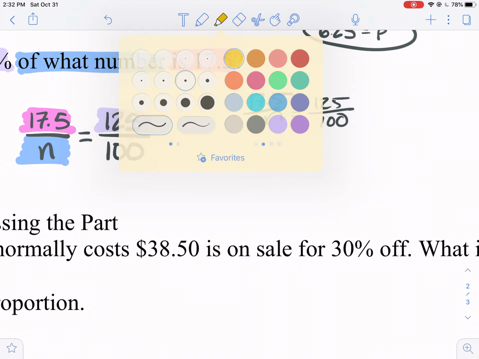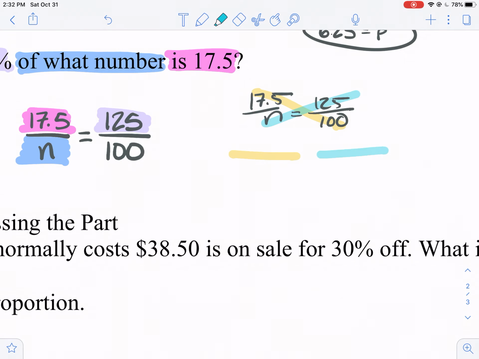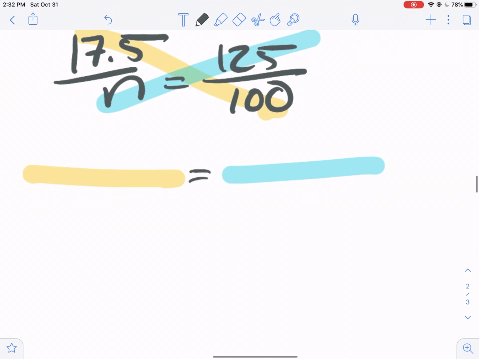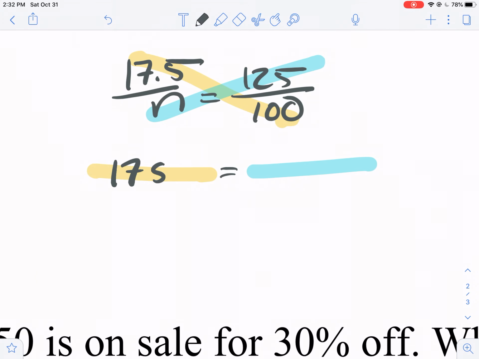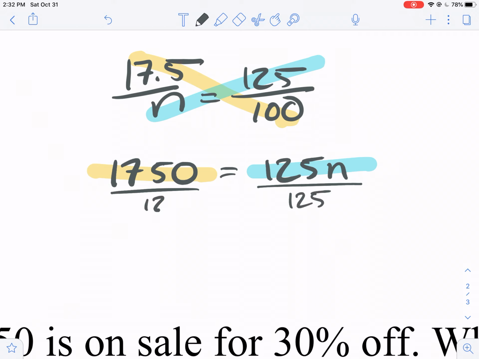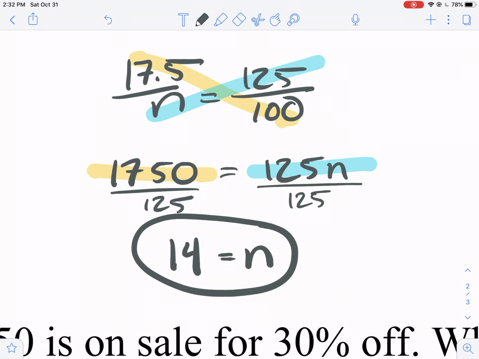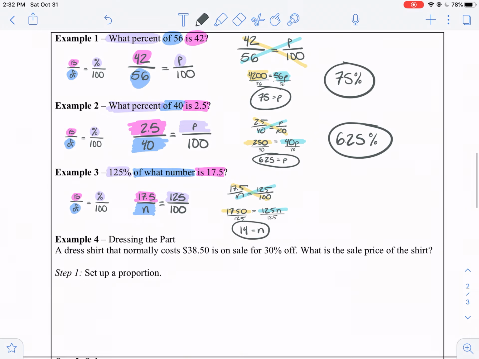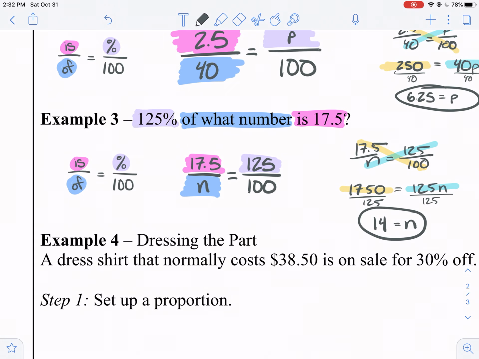Using our cross product superpower gives us, or should I say yields. Yields is a verb we don't use nearly enough. Yields 1750 equals 125n. To solve for n, we divide by 125. So n equals 14. Ta-da. So 17.5 is 125% of 14.